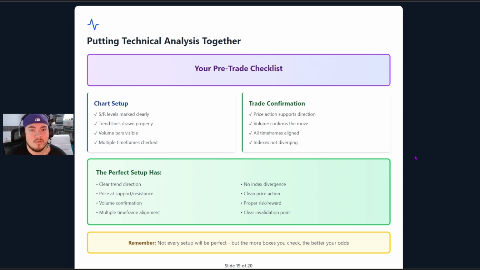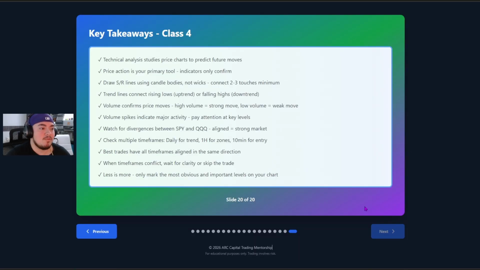So the last thing that you want to do is trade in the opposite of these, right? So if your index is diverging, let's say there's no clear price action, no proper risk to reward, no volume confirmation, no clear trend, you're setting yourself up for disaster. So look for the perfect setups, right? Remember, not every setup will be perfect, but the more boxes that you check, the better your odds, right? Remember, guys, game of probability. So the more that you have these checked off, obviously, the better your chances of having a high probable trade. So, key takeaways for class 4, guys.